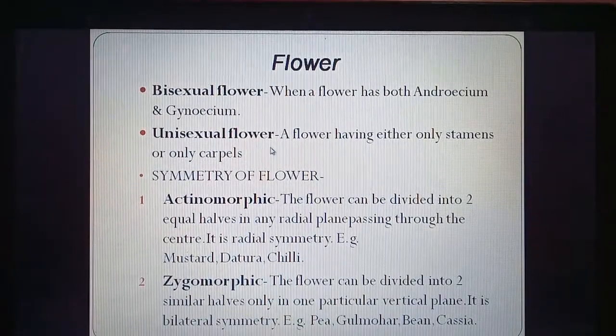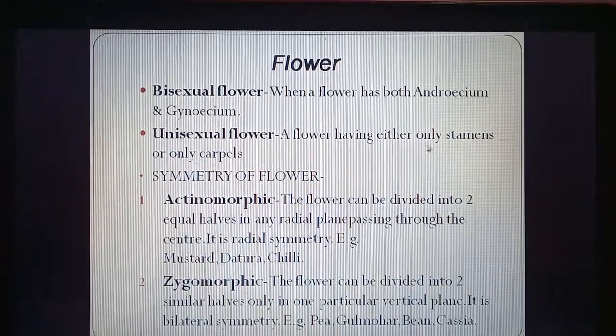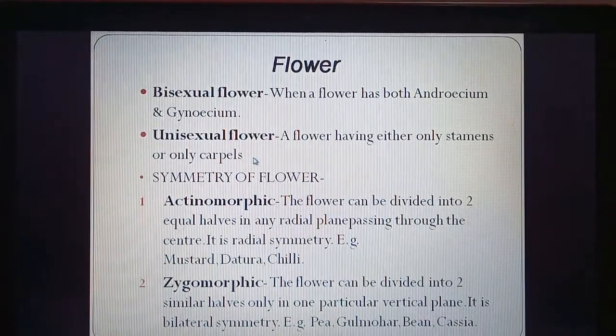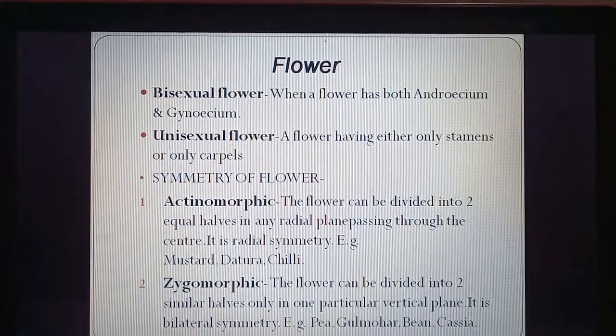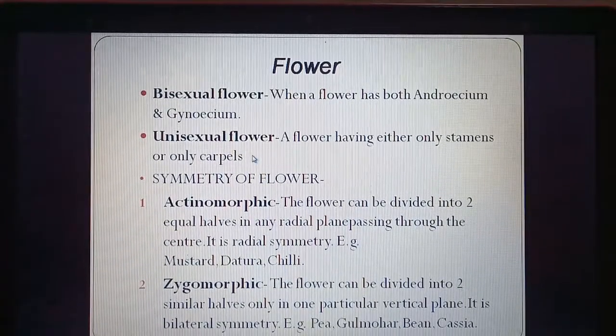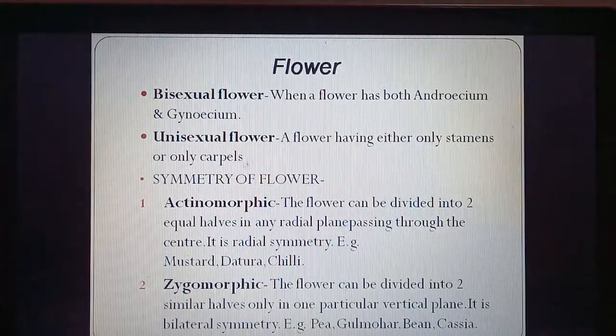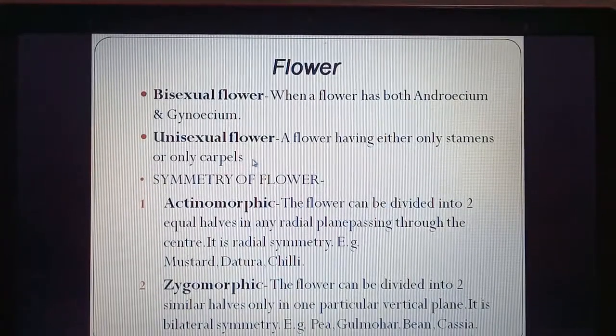And unisexual flower, a flower having either only stamen or only carpel. So if a flower has only male part or female part, then it is called unisexual. Examples are cucumber, papaya, etc.